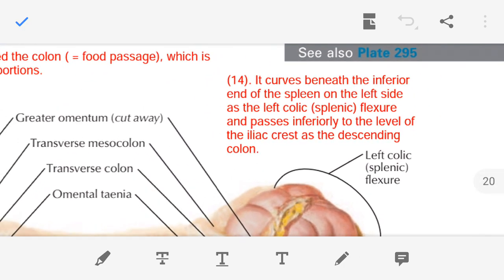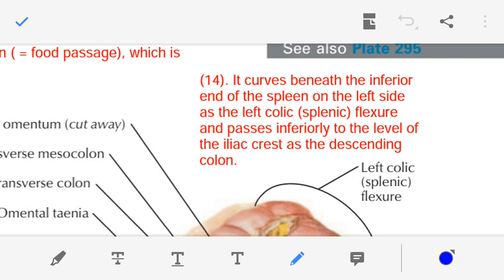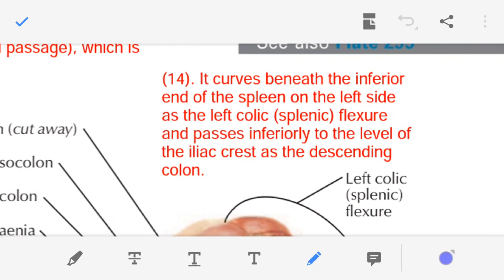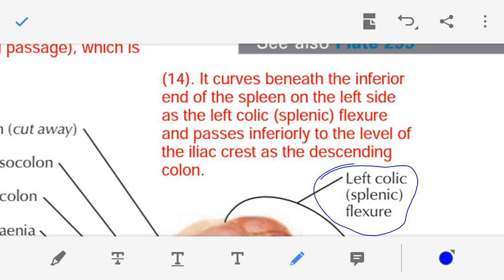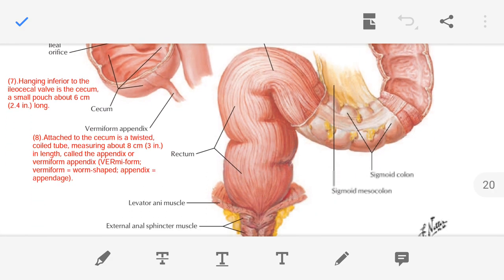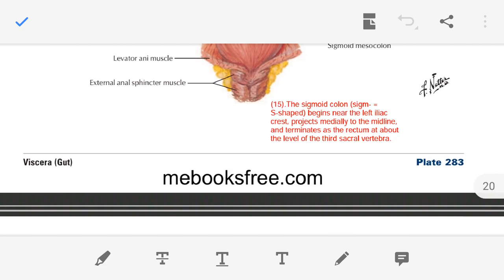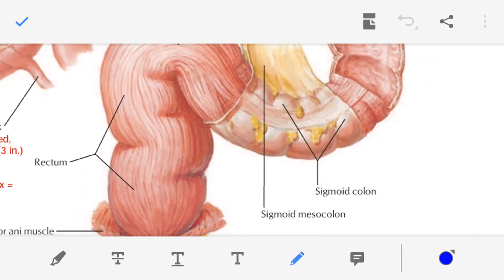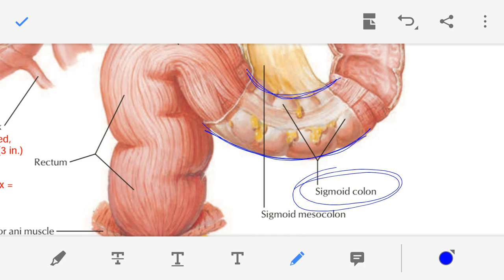And up to where is this passing? It passes inferiorly to the level of the iliac crest as the descending colon. Okay, so point number 14 is about the left colic flexure and the descending colon. Now point number 15, we are discussing the sigmoid colon.